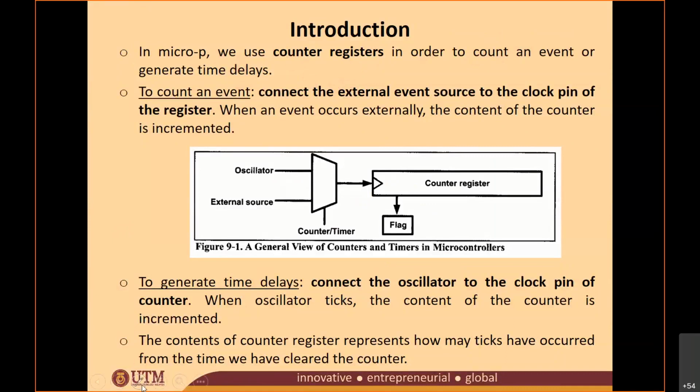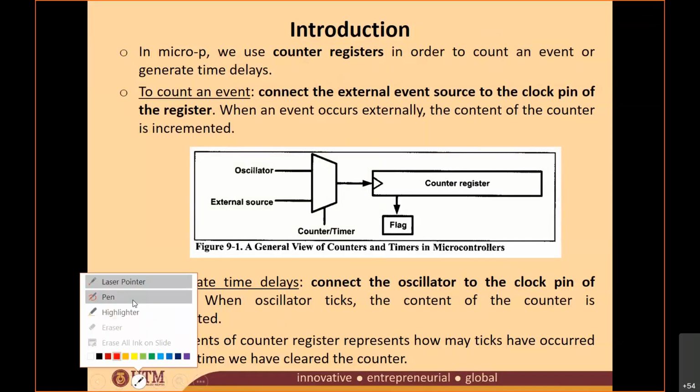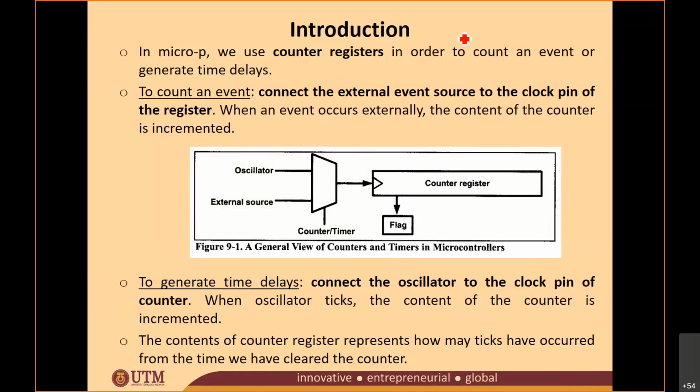In AVR ATmega32, this counter register is known as Tcnt. Okay, so this one here is known as Tcnt. This counter register is known as Tcnt.